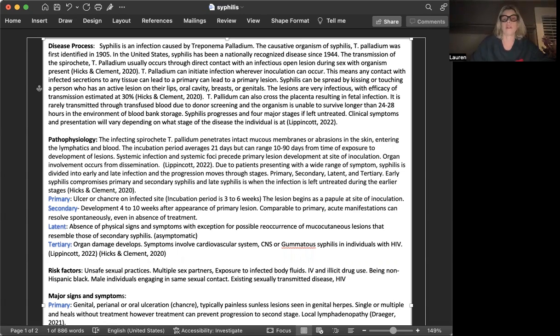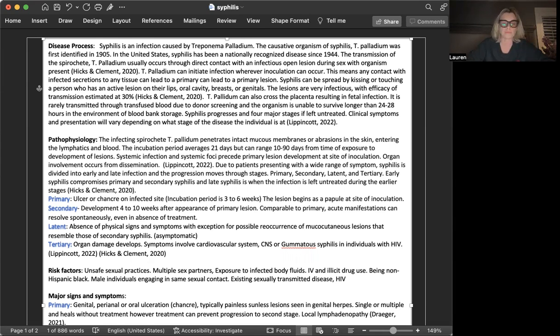The organism can also cross the placenta, resulting in fetal infection. It is rarely transmitted through blood transfusions due to donor screening, and the organism is unable to survive longer than 24 to 48 hours in the environment the blood is stored. Syphilis progresses and it has 4 major stages, which I will discuss further. If it's left untreated, clinical symptoms and presentation will vary depending on what stage of the disease the individual is at.